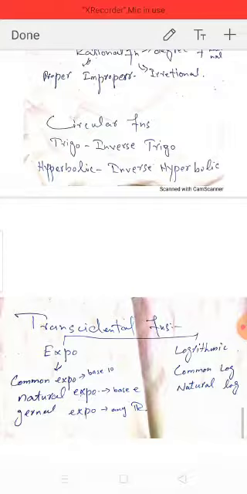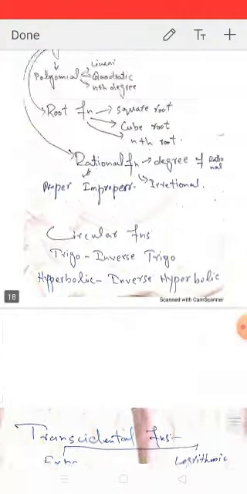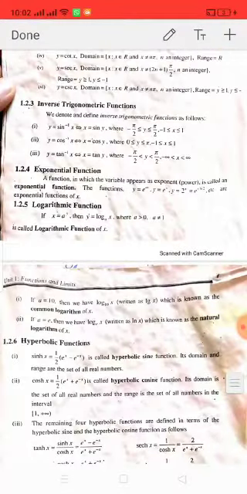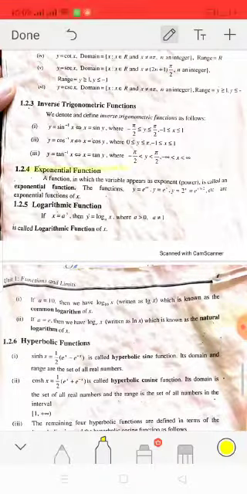Lastly, we will define the transcendental functions, which are exponential and trigonometric functions. Exponential functions are expressed over here. Here, exponential is a function in which the variable appears in the power.